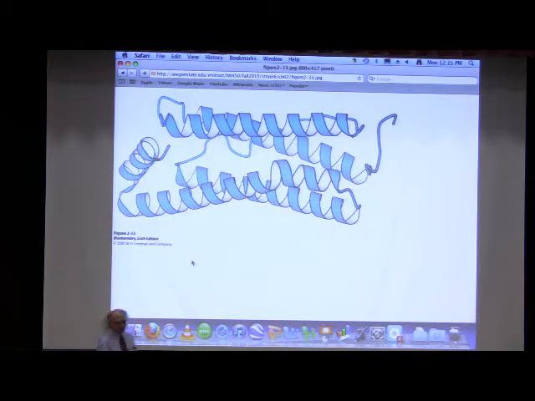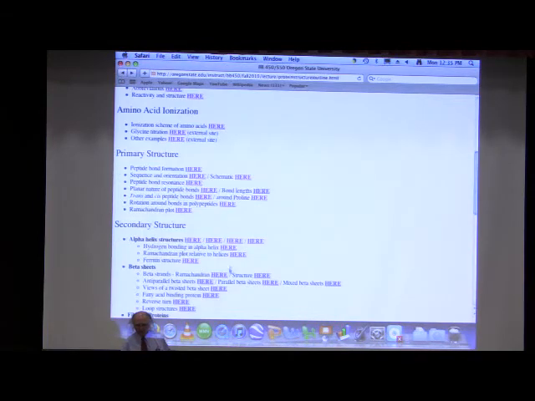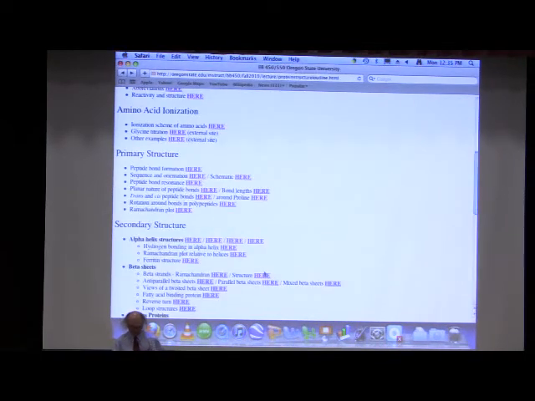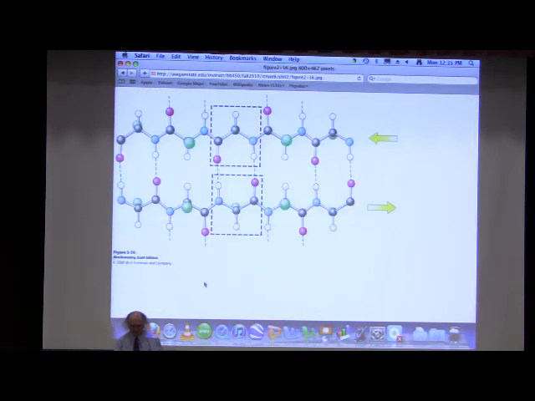Okay. So let's turn our attention now to another secondary structure. This other secondary structure is called a beta strand. So we talked about an alpha helix. Now we're going to talk about a different kind of structure called a beta strand. The representations that are there are not real good. Here's a better one.